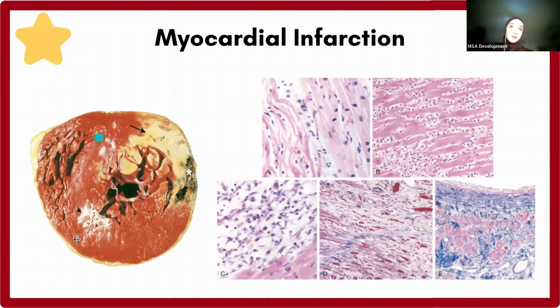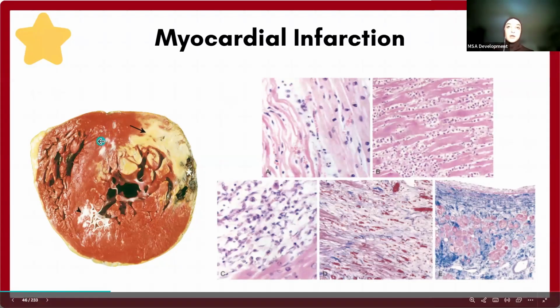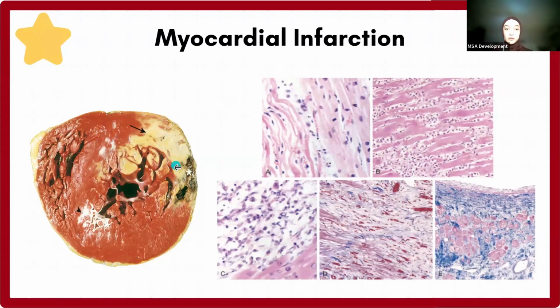Before we dive in, just look at the gross picture. Grossly, you will see yellowing. That's because of the infarction and the broken down collagen. When you look at it for gross examination, it appears yellow. Now, starting with A, we discussed it before. You have wavy fibers, coagulative necrosis, and the presence of neutrophils.